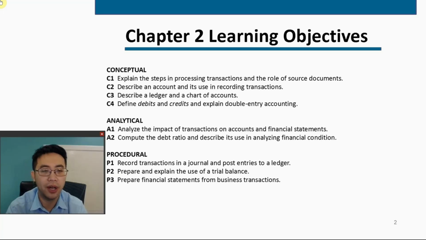And then we will move on to some analytical problems. We will analyze the impact of transactions on accounts and the financial statements. And we will compute the debt ratio and describe its use in analyzing financial conditions.